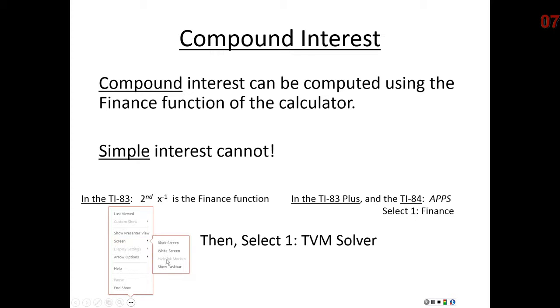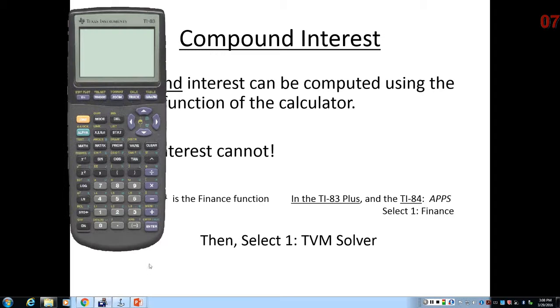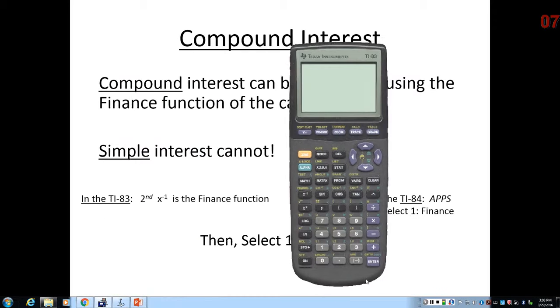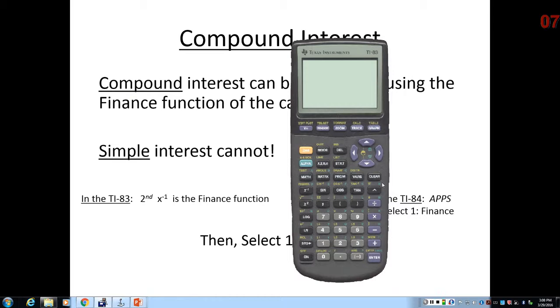On the calculator, it depends on what calculator you have, okay? If you have the TI-83, you're going to go to yellow and finance right there. See this? Yellow and finance. And then use the TVM solver. That's what you're going to be using. That's where you have to be.